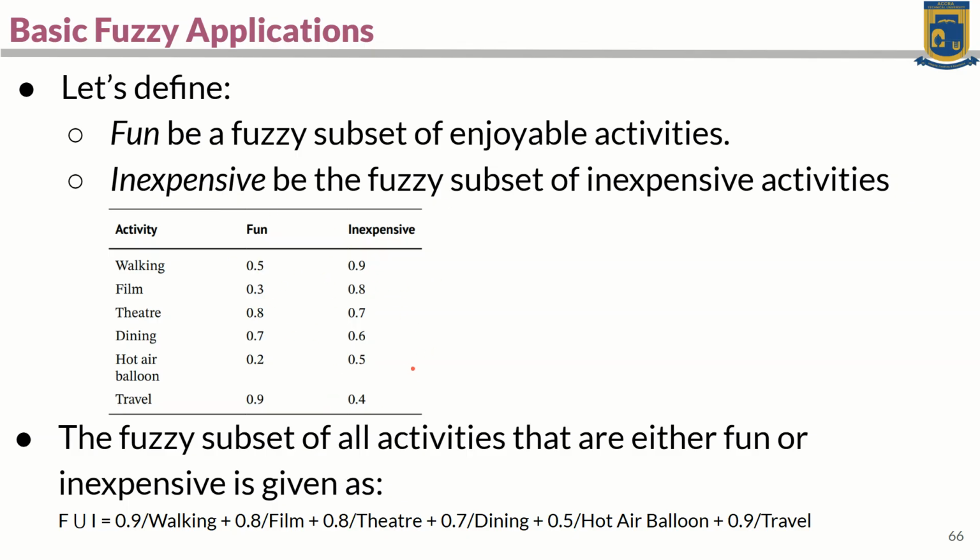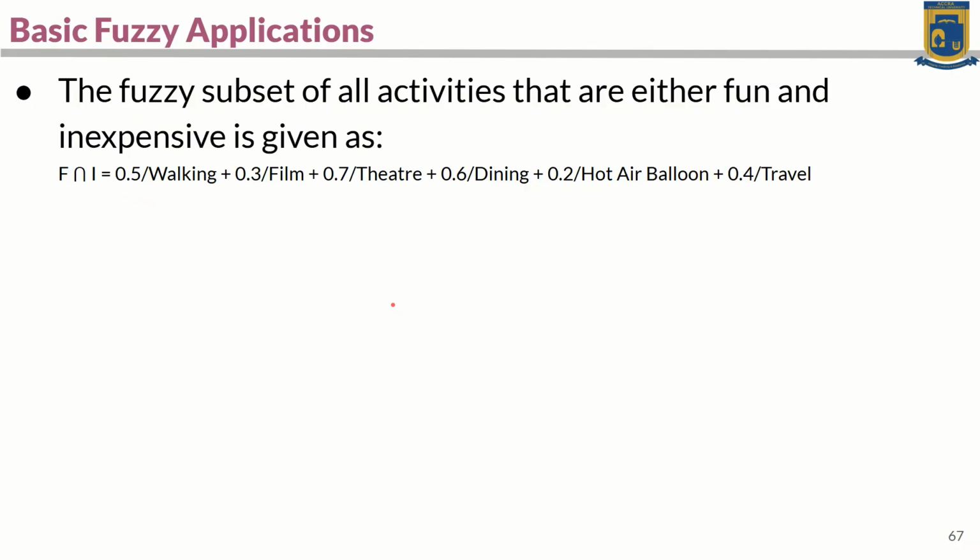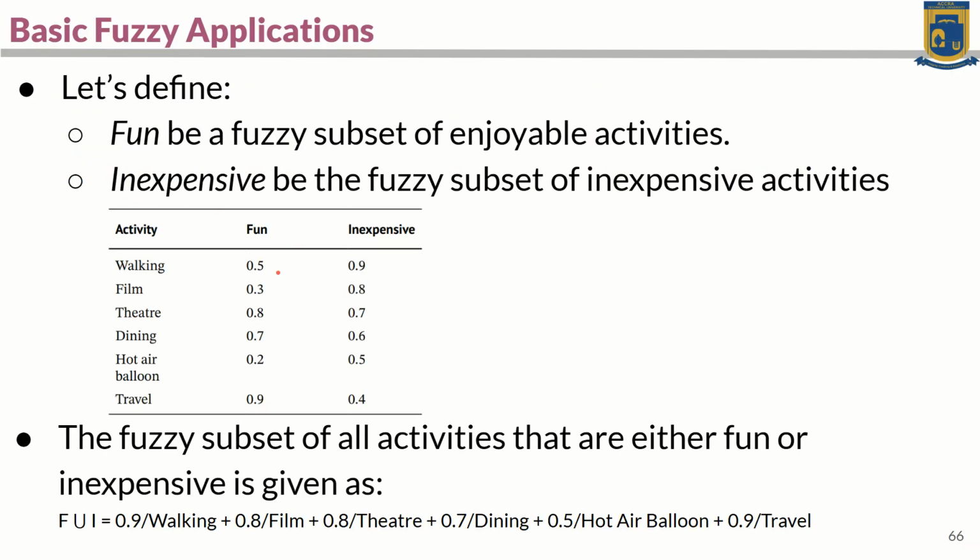So how do we put this? There are a lot of things I can say about this. For example, we can talk about the union and also the intersection. The union is what I've done over here. I have 0.9 for working, then 0.8 for the film, then 0.8 again for the theater, and so on. I can give you a table like this and ask you questions based on it. This is something simple. The same thing with the intersection: you pick the minimum.